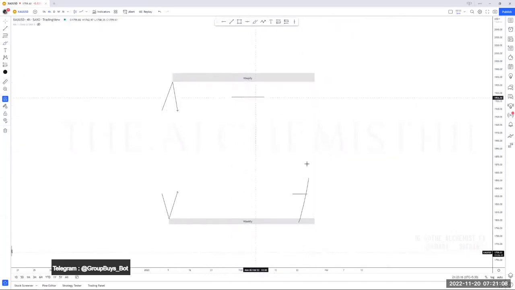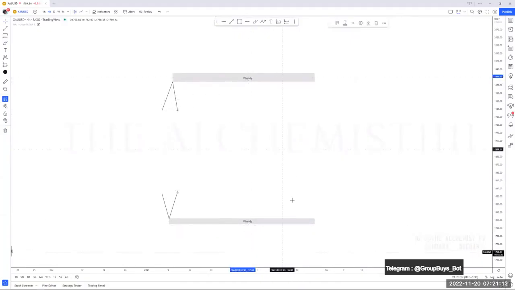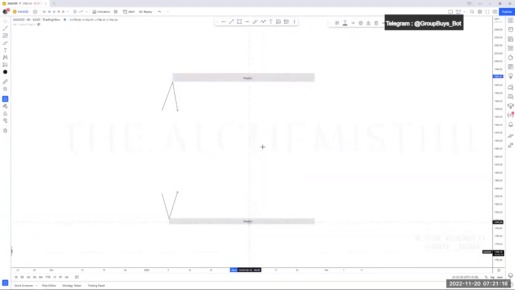Same thing. If it starts on a weekly, it will end on a weekly. If it starts on a monthly, it will end on a monthly. If it starts on a daily, it will end on a daily. But remember, now there are obstacles, right?